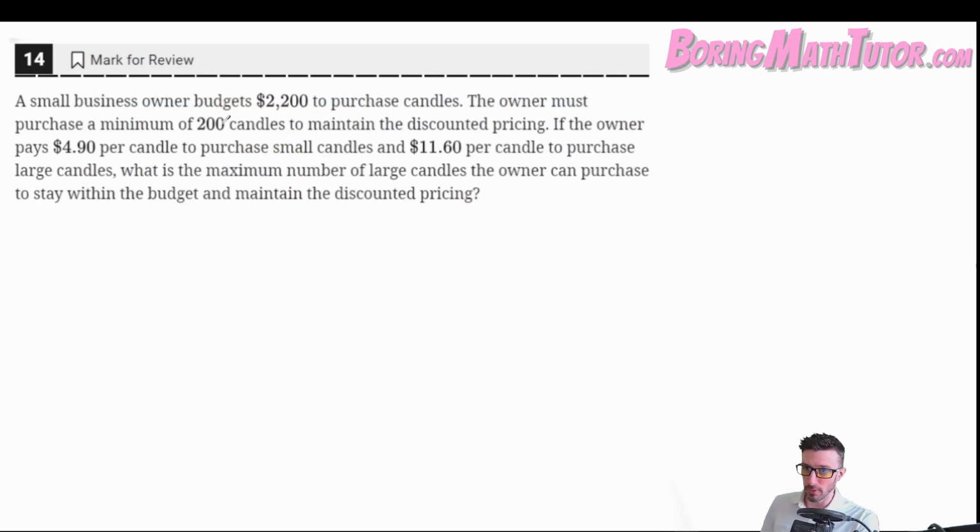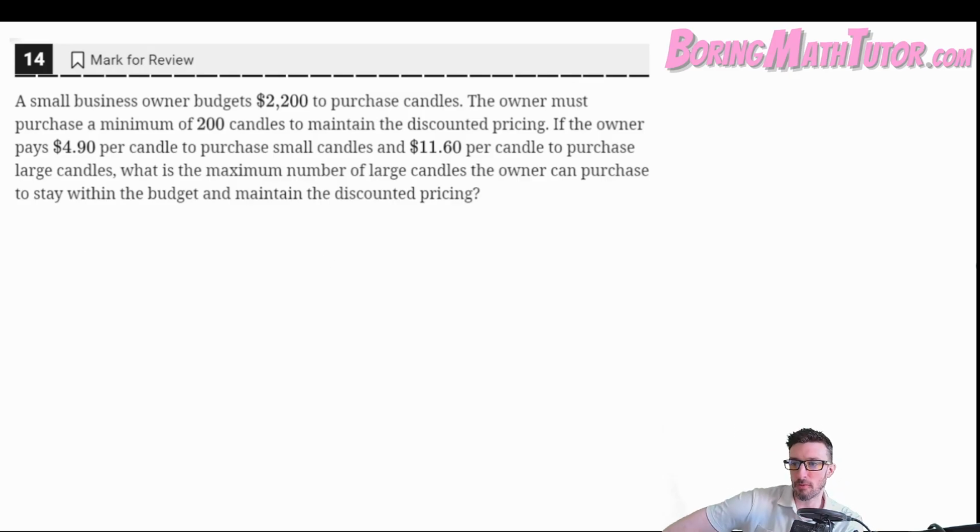All right, we got a small business owner. He's budgeting $2,200 to purchase candles. The owner must purchase a minimum of 200 candles to maintain the discounted pricing. If the owner pays $4.90 per candle for small candles, $11.60 for the large ones, what's the maximum number of large candles that the owner can purchase, stay within the budget, and maintain the discounted pricing?